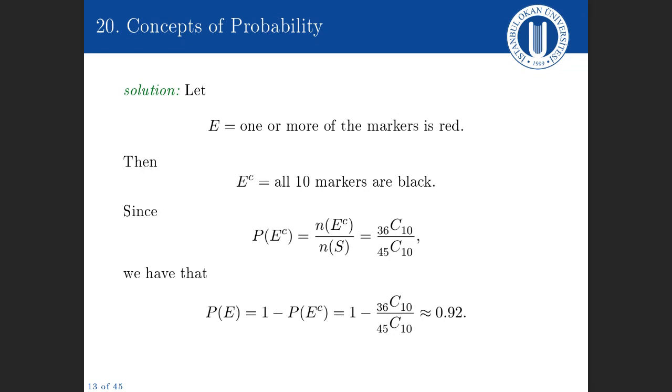How can we be given 10 black markers? Well, remember, in total there's 45 markers, but 9 of them are red, so that means 36 of them are black. The number of ways of choosing 10 from 36 is 36C10. The number of elements in the sample space, remember there's 45 markers, and we want to choose 10 of them. How many ways are there of choosing 10 from 45? 45 choose 10.